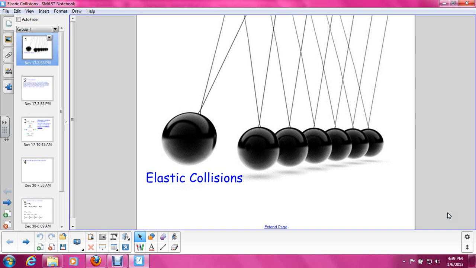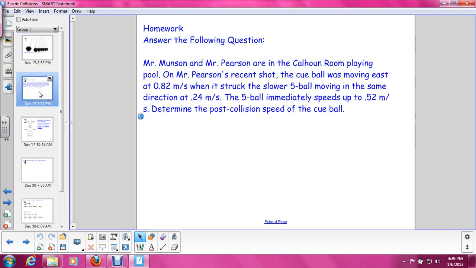Collisions. And remember, elastic collisions are where things bounce off each other and kinetic energy is conserved. So your homework question for tonight is this. Mr. Munson and Mr. Pearson are in the Calhoun room playing pool.